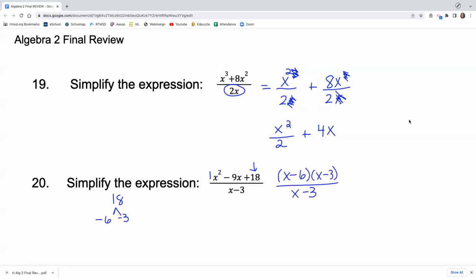over x minus 3. When you have fractions, if you have the same thing on the top as you do on the bottom, you cancel them out. X minus 3's cancel. This reduces down and simplifies to just be x minus 6.